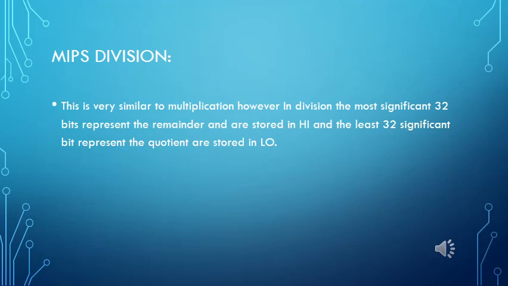MIPS division is very similar to MIPS multiplication, but the only difference is that the most significant 32 bits stored in high are the remainder of the division, and the least significant 32 bits represent the quotient and are stored in low, of course.